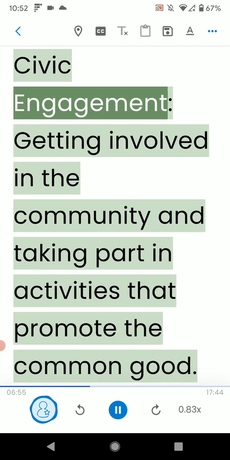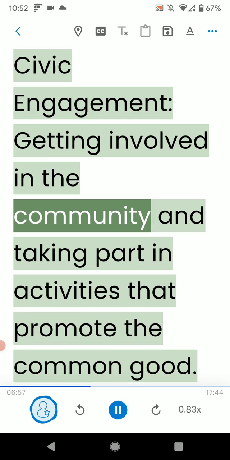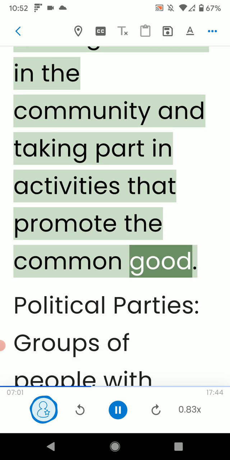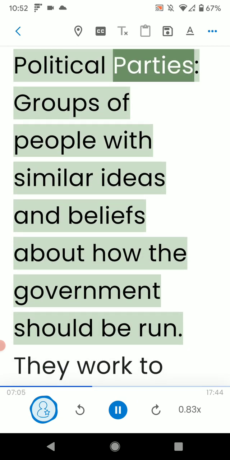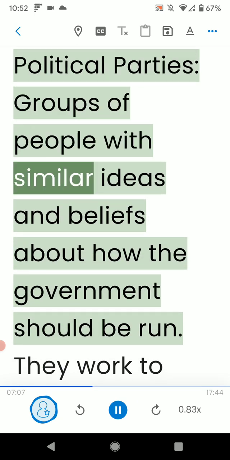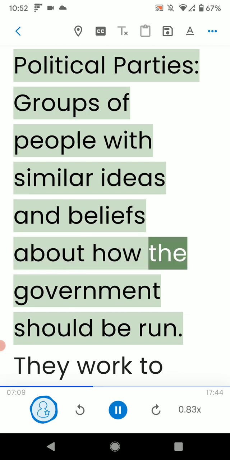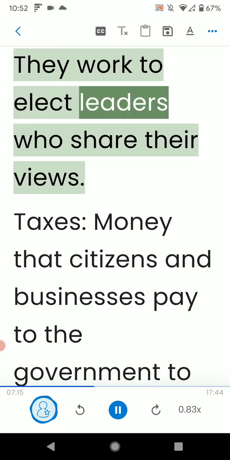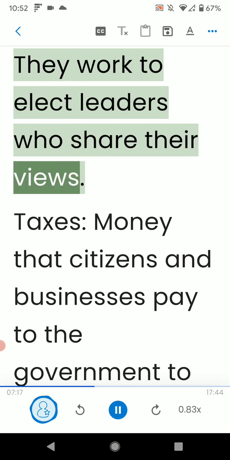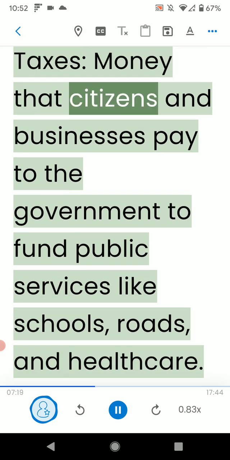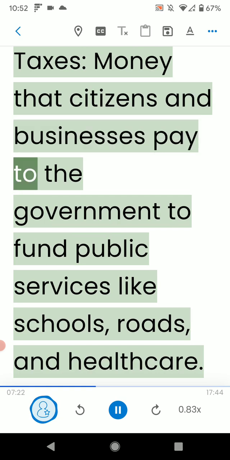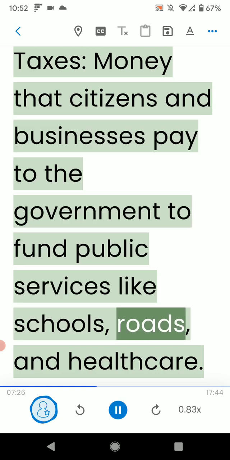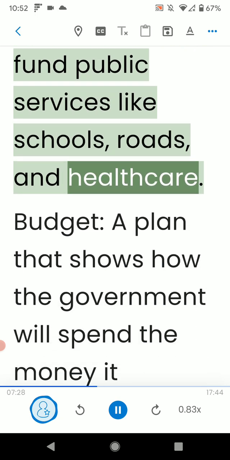Civic engagement, getting involved in the community and taking part in activities that promote the common good. Political parties, groups of people with similar ideas and beliefs about how the government should be run. They work to elect leaders who share their views. Taxes, money that citizens and businesses pay to the government to fund public services like schools, roads, and health care.